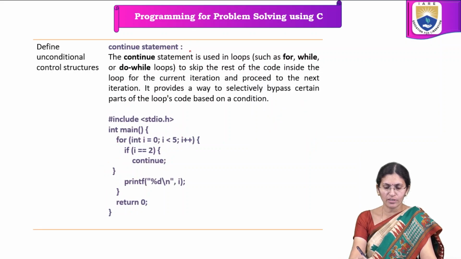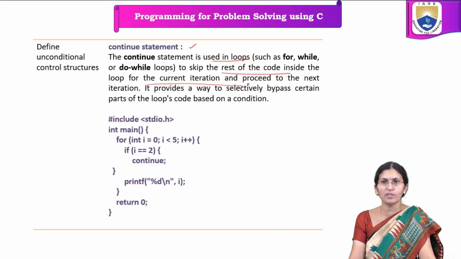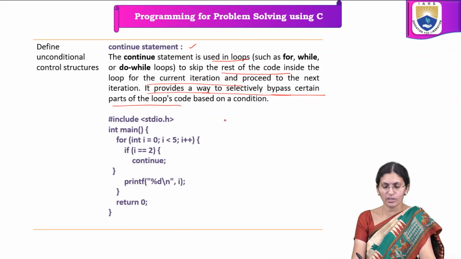Next one is the continue statement. The continue statement is also used in loops only, such as while loop, for loop and do while loop, to skip the rest of the code inside the loop for the current iteration and proceed to the next iteration. It skips a certain part of the code and does not terminate the loop. The control does not come out of the loop, and the remaining iterations of the loop are continued. It provides a way to selectively bypass certain parts of the loop's code based on a condition.